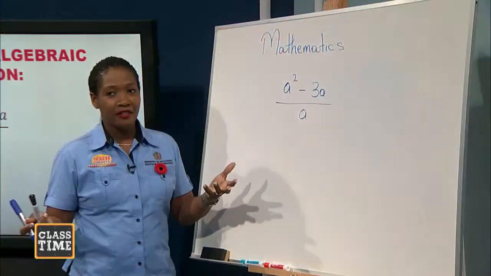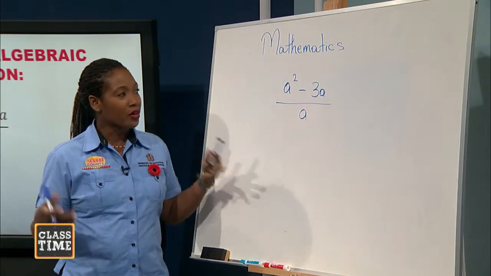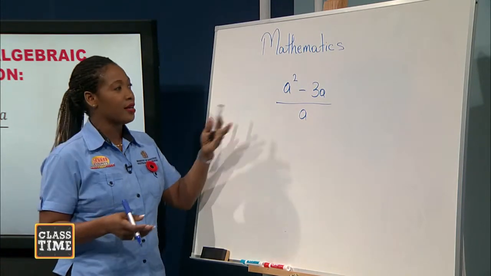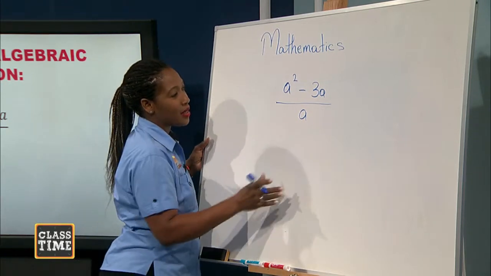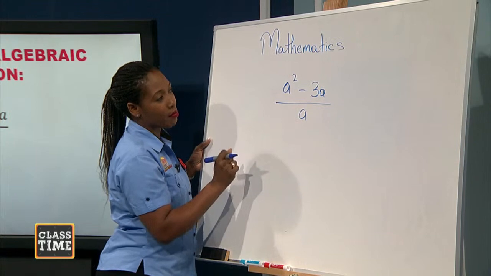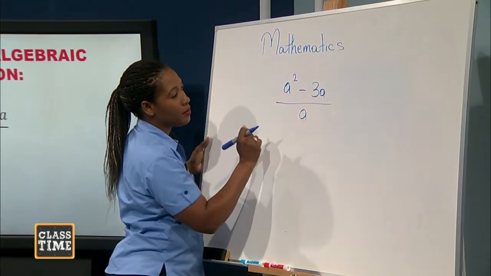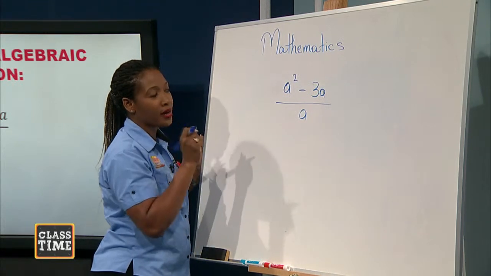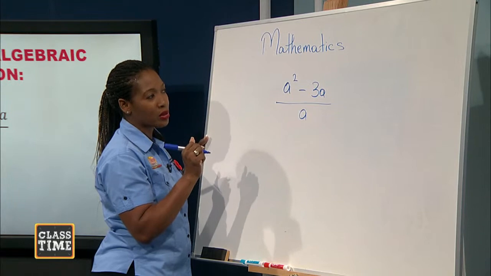Just as with any fraction, we're talking about the numerator and denominator. When we're going to simplify, we need to figure out if there's anything common to the numerator and the denominator. Let us look at our numerator first. There are two terms here: a squared subtract 3a. Is there anything common to those two terms?